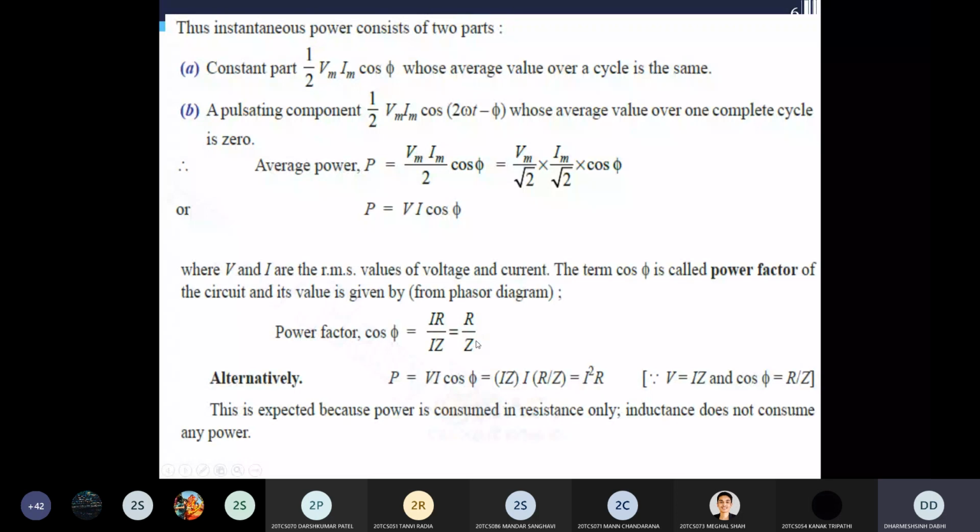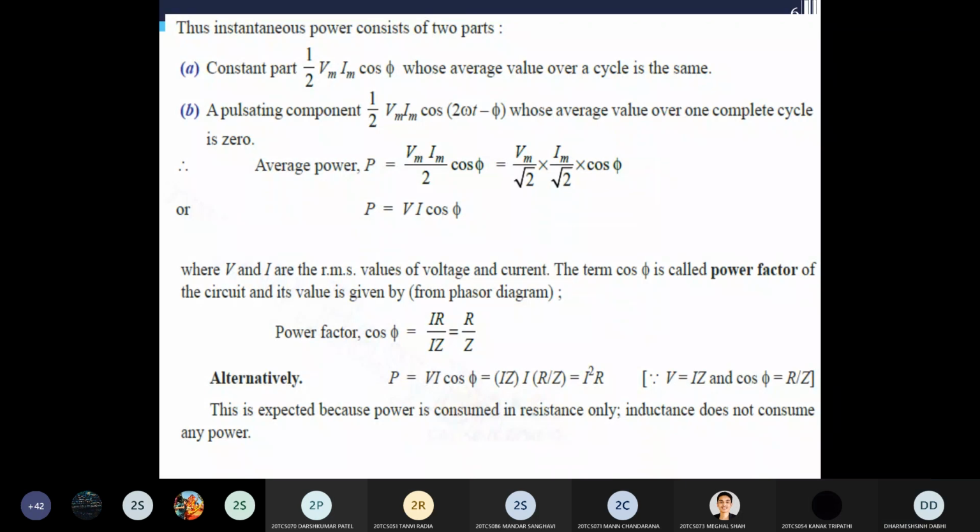If you know the value of R and the value of Z, then you can find out the power factor. And we know the value of Z is the square root of R square plus XL square. So this is another way you can find the power factor from the circuit, based on the given data.